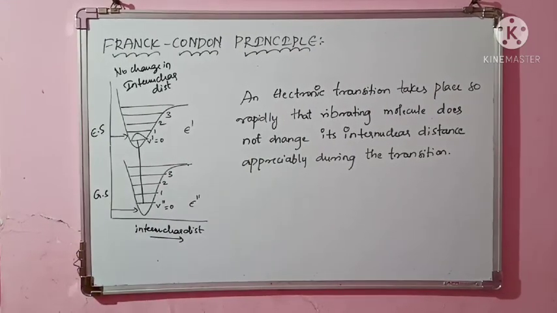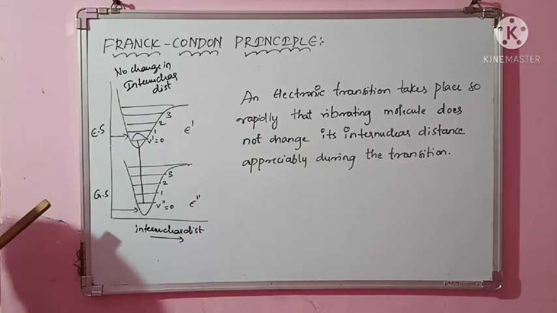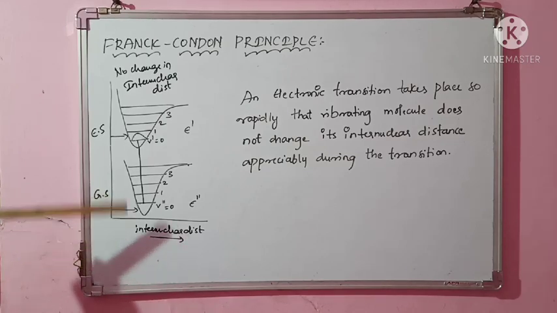So in other words, the electronic transitions are very, very fast, and they always occur vertically in the diagram. So this is all about the Franck-Condon principle.